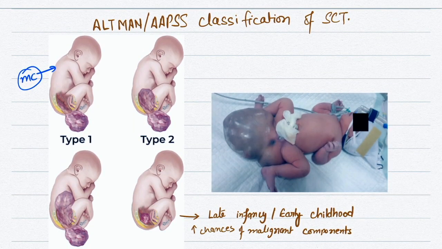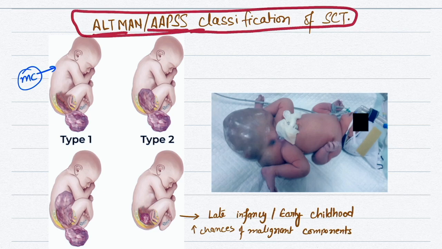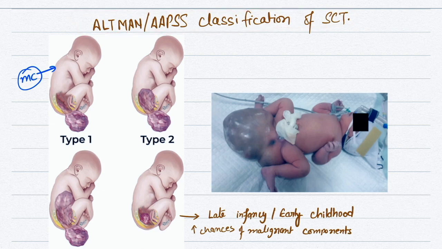For sacrococcygeal teratoma, the Altman or American Academy of Pediatrics Surgical Section classification can be used. It categorizes a sacrococcygeal teratoma into 4 types. Type 1 contains mainly an external mass. Type 2 contains both external and internal mass; however, the external mass is usually greater than the internal mass.